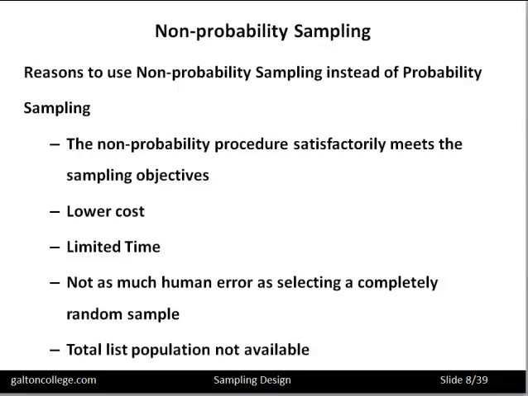And also, sometimes the total population may not be available. So non-probability sampling is used instead. It's a quick way and a cheap way of selecting a sample, because perhaps the whole population couldn't have been used to select the sample. So random sampling means you have to know the whole population to select out of it randomly. If you don't know the whole population, then non-probability sampling may be an ideal solution.